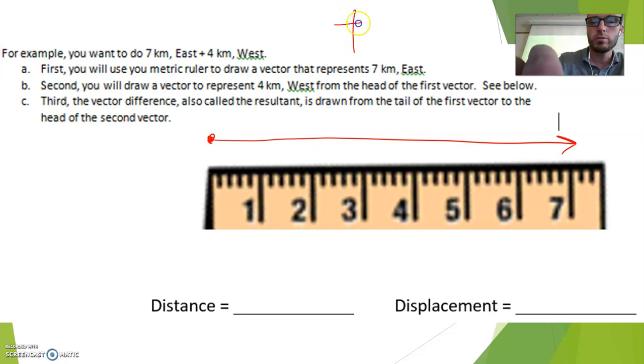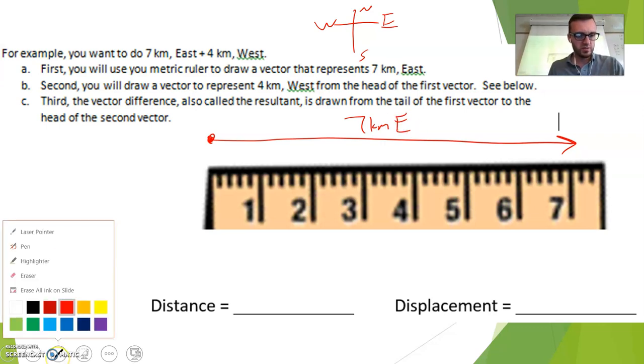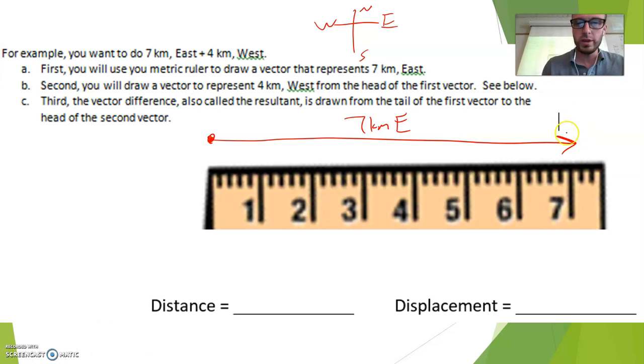If you don't remember your compass rose, never eat soggy waffles. Remember, north is up. As we draw on the page, north is up, east is right, south is down, west is to the left. And of course, we're going to label it 7 kilometers east. Then we're going to bring it back, in the words of the great prophet Pitbull. So we're going to bring it back from here.